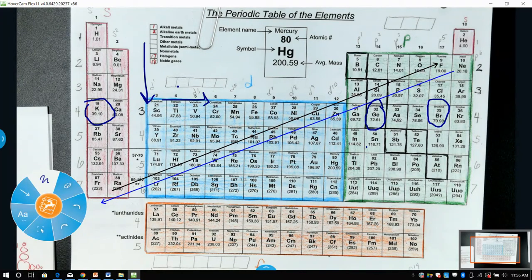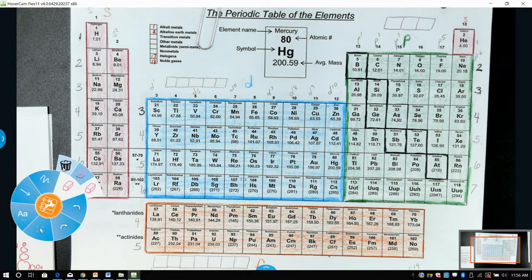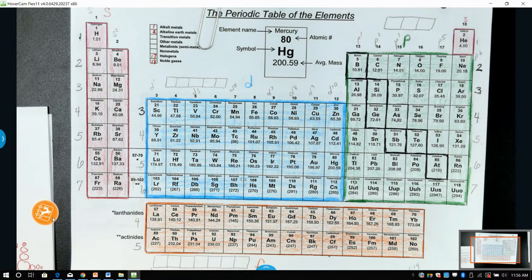Hydrogen is our smallest, but this happens to be the natural trend here. Okay. Hopefully, guys, that helps.